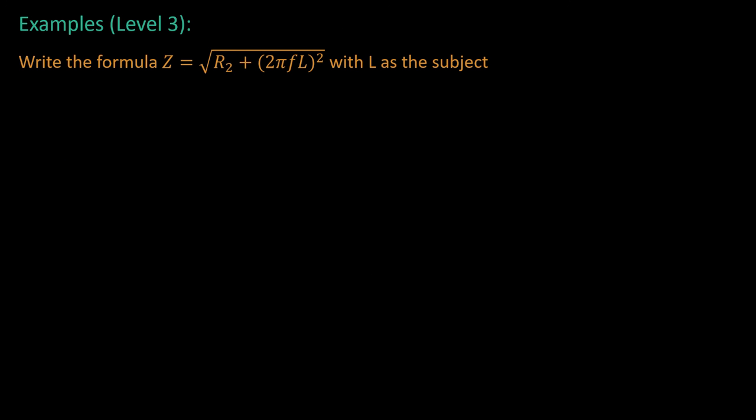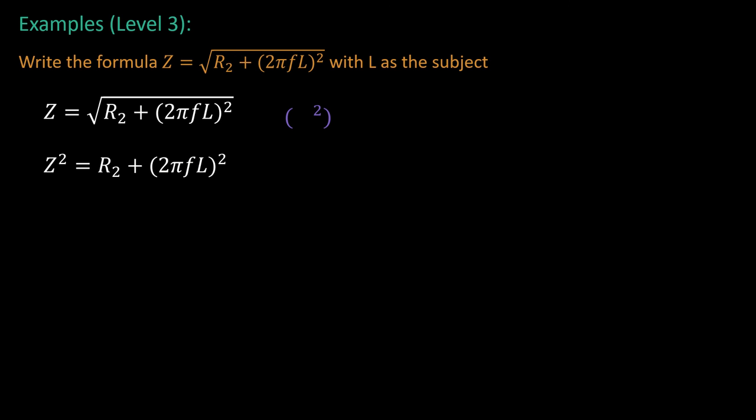A level 3 question. Write the formula z equals the square root of r squared plus 2 pi fl squared with L as the subject. So we write our formula always, that's the first step. We want to undo everything that's been done to L, which is a fair few things. But the thing that's on the outside, because we want to work from the outside in, is that square root. So we have to get rid of that square root by doing the opposite, which is going to be squaring. So we're squaring both sides, which cancels out the square root on the right, and then that's going to make the z squared. Then we have r squared plus 2 pi fl squared.